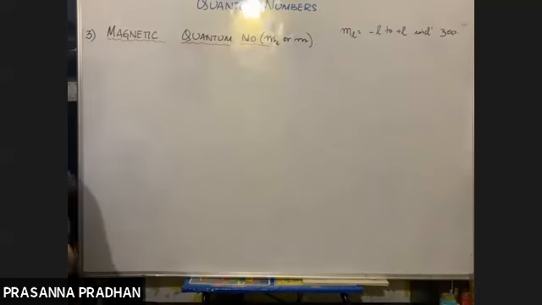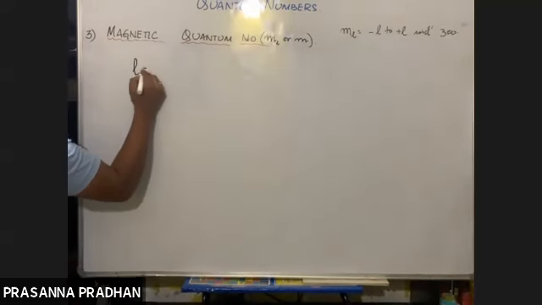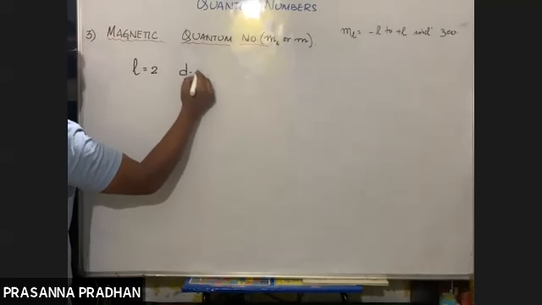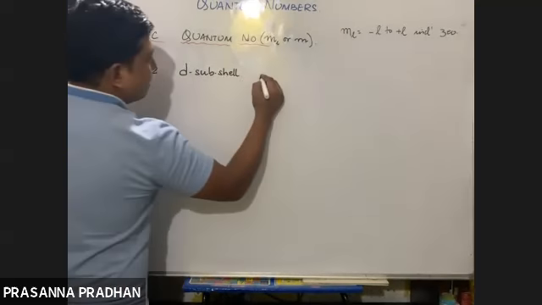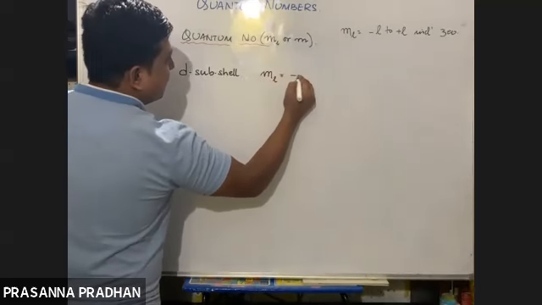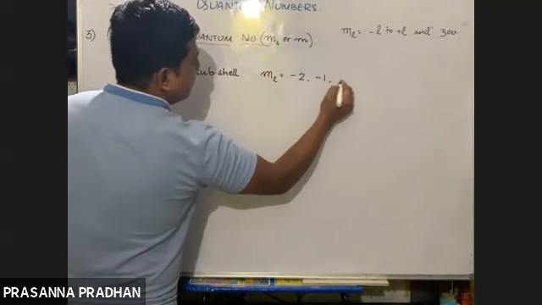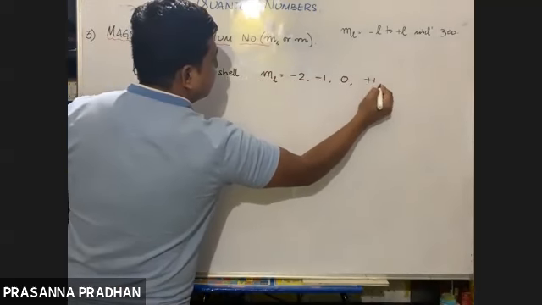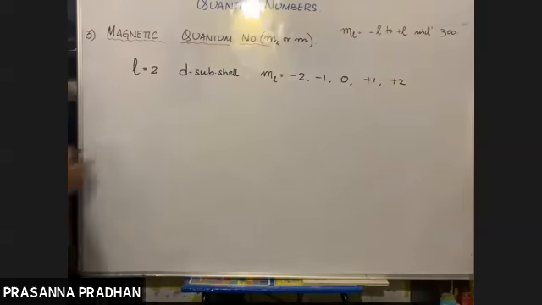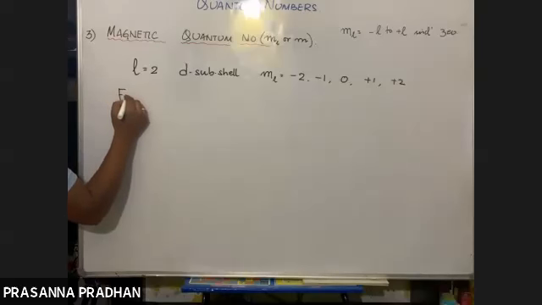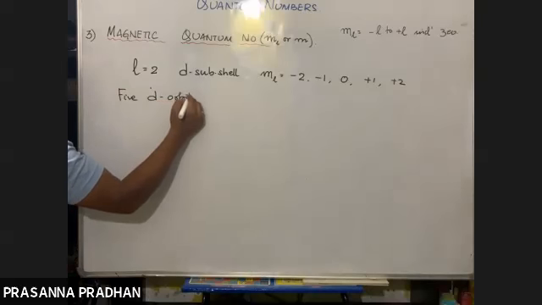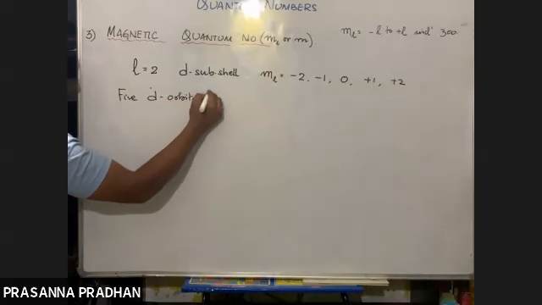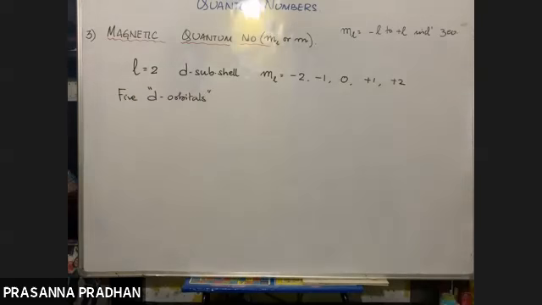So similarly, l equals 2 means d subshell. And what are the values of ml? The values of ml are -2, -1, 0, +1, and +2. So 5 values of ml are there. So there are 5 d orbitals.